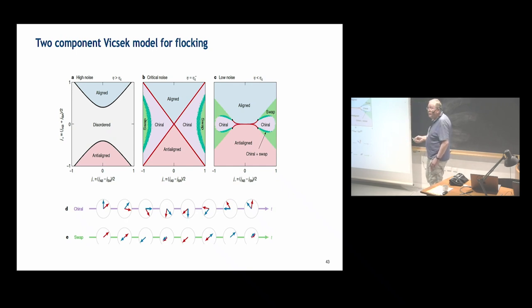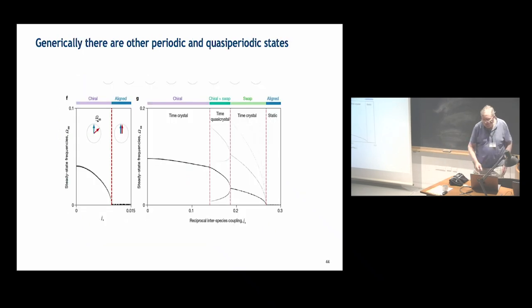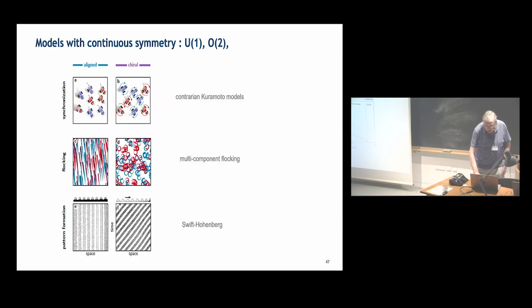There are also other phases that you can find. After all, this is a dynamical system. It tends to do weird things. It can make time crystals. I'm not particularly interested in those here. Okay.